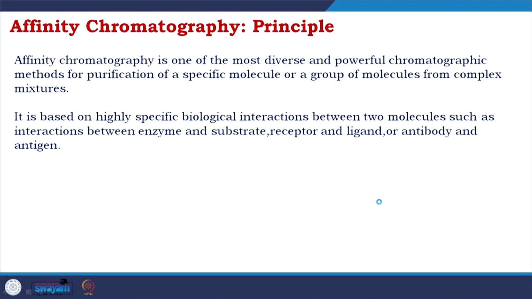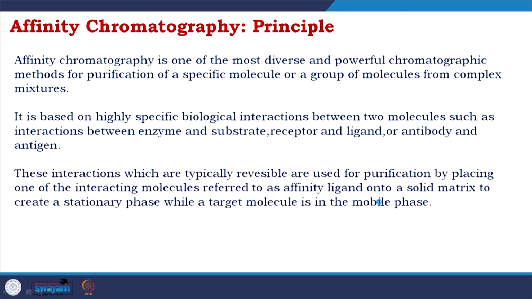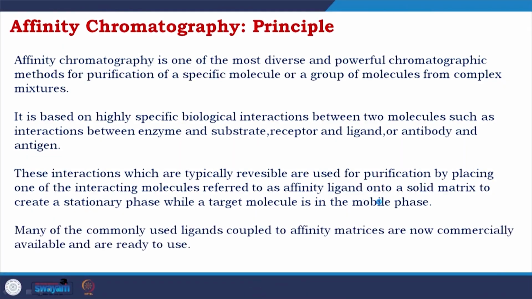It is based on highly specific biological interaction between two molecules, such as interaction between enzyme and substrate, receptor and ligand, antibody and antigen. These interactions, which are typically reversible, are used for purification by placing one of the interacting molecules, referred to as the affinity ligand, onto a solid matrix to create a stationary phase while a target molecule is in the mobile phase. Your protein is in the solution, that is the mobile phase, and the column has agarose with the bead, that is the stationary phase. Many of the commonly used ligands coupled to affinity matrices are now commercially available and are ready to use.